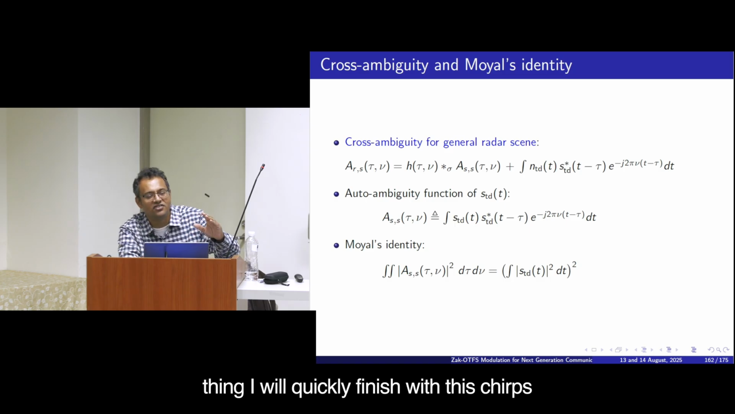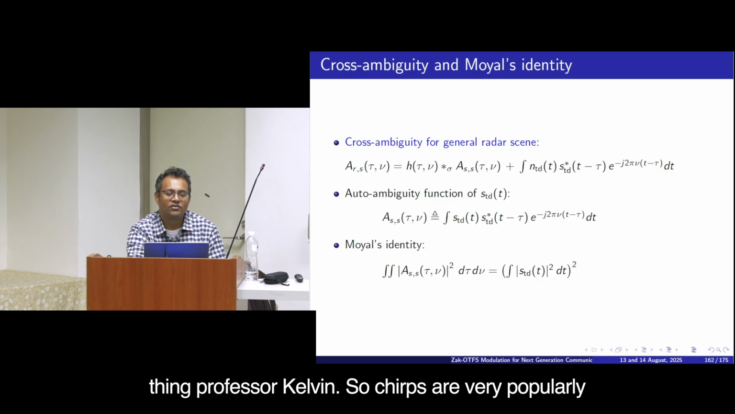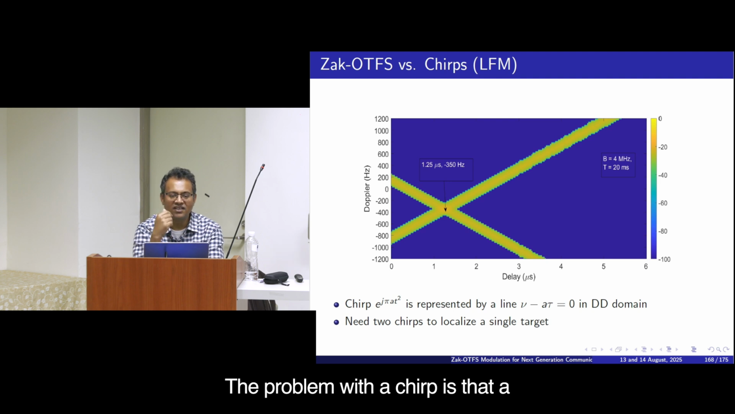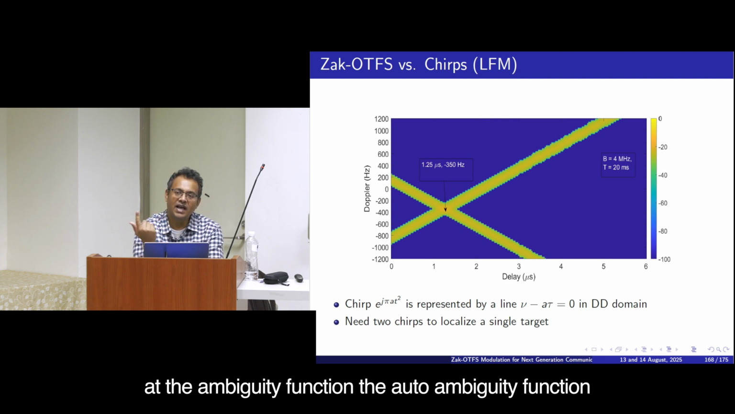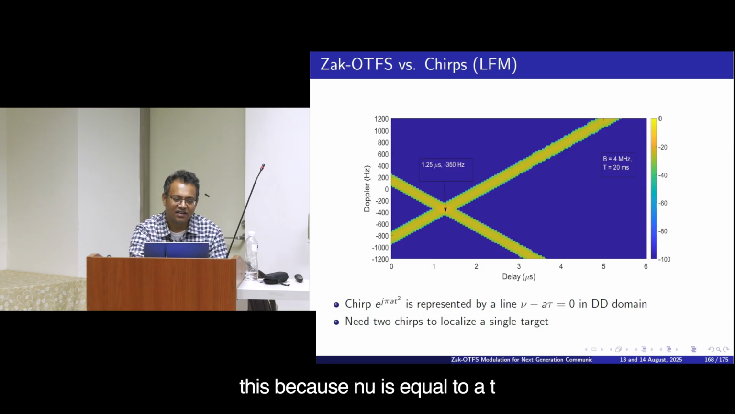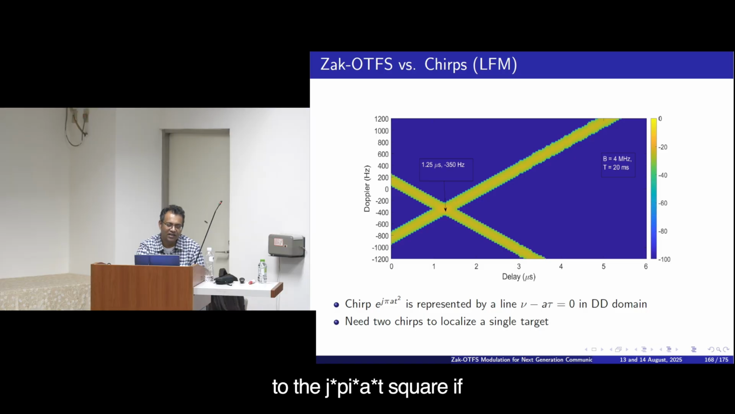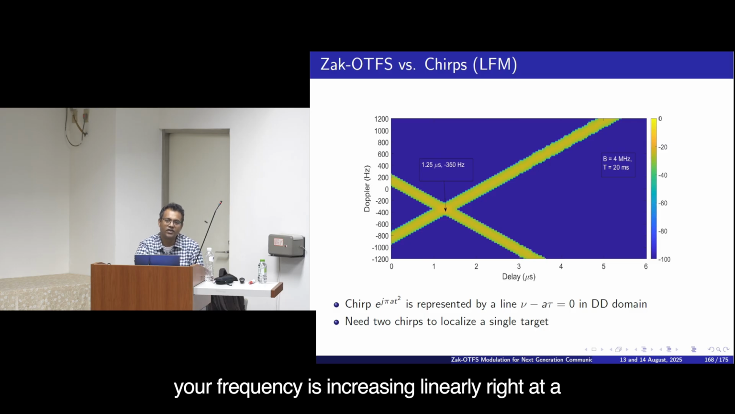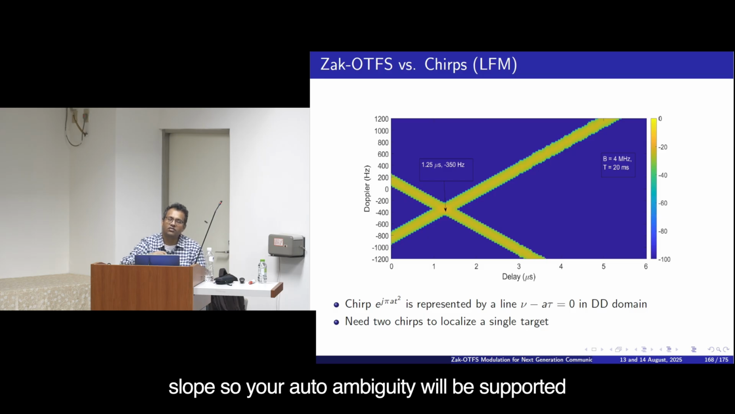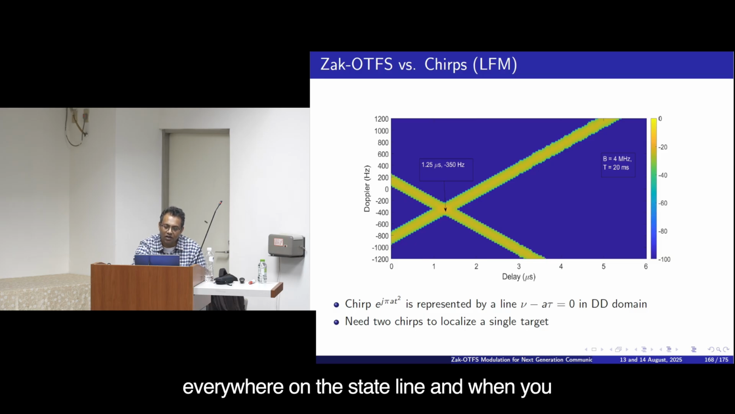I'll quickly finish with this chirps thing, Professor Kelvin. Chirps are very popularly used for delay and Doppler in radar, right. The problem with a chirp is that a single chirp is not enough. If you look at the auto ambiguity function of a chirp, it is basically a line like this, because nu is equal to a t. A chirp is this signal, e to the j pi a t square. Your frequency is increasing linearly at a constant rate of a. So that becomes the slope. So your auto ambiguity will be supported everywhere on this straight line.